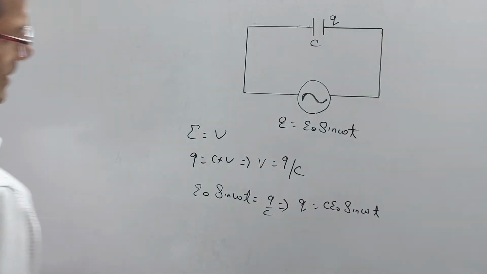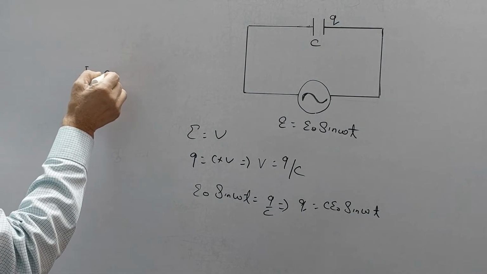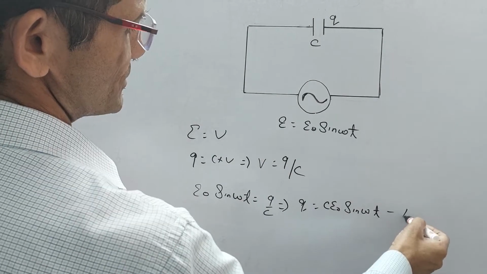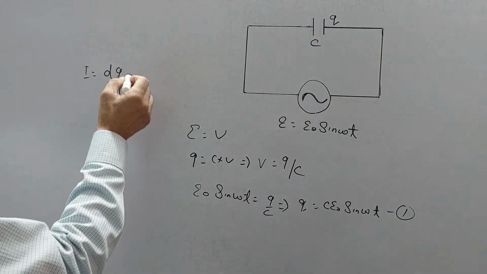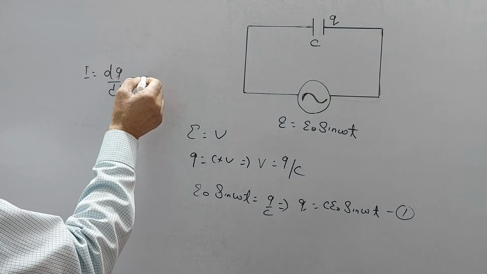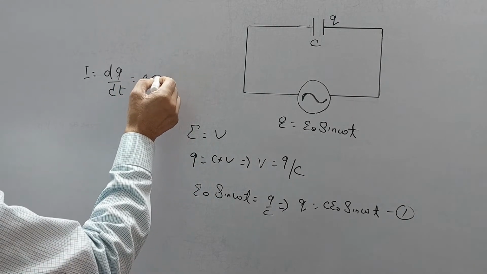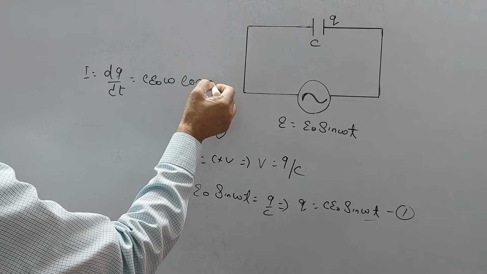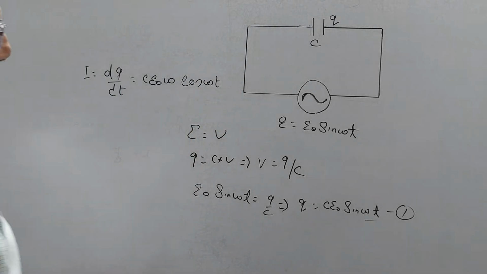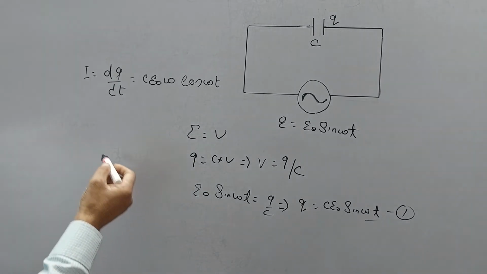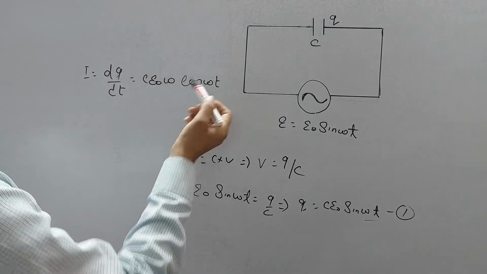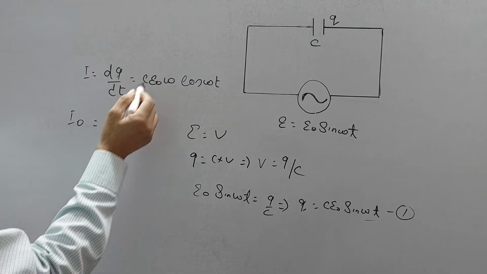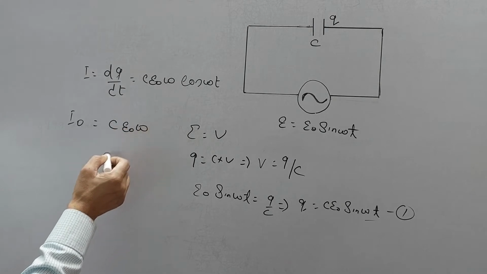We know that the current is the rate of change of charge, dq upon dt. If I differentiate equation number one, I will get a current which will be C E naught omega cos omega t, since the differentiation of sin omega t is cos omega t. Therefore, it has this value. And we also know that the maximum value of cos omega t is plus 1. If I place plus 1 for cos omega t, we get the maximum amplitude of the current, which is I naught, therefore C times E naught omega.